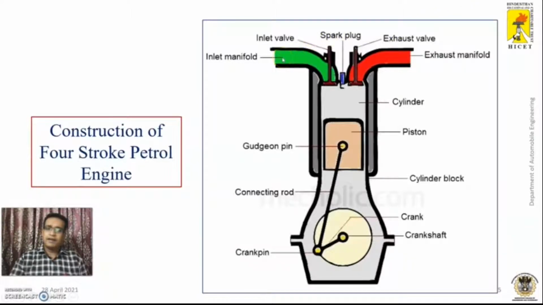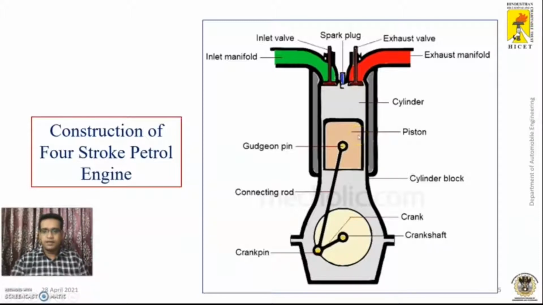The green color indicates the inlet manifold. At the end of the inlet manifold we have an inlet valve. The red color indicates the exhaust manifold. At the end of the exhaust manifold we have an exhaust valve. The spark plug has to be positioned at the exact center between the inlet valve and exhaust valve.